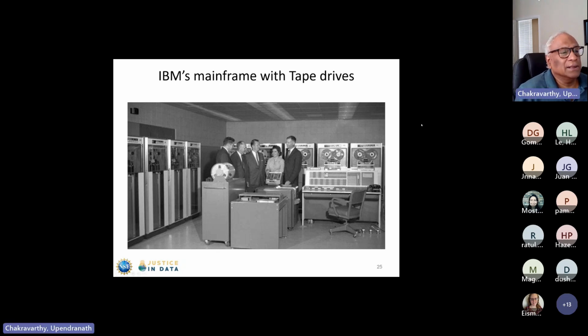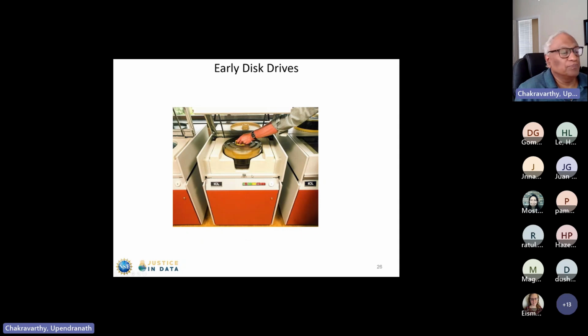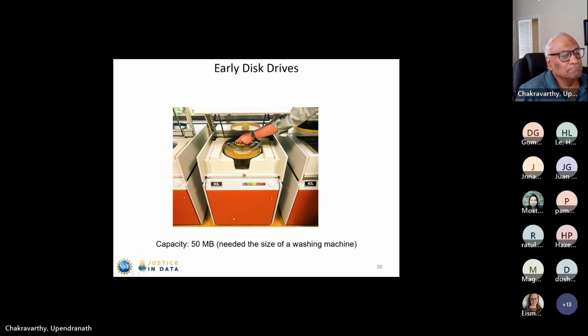And here is another example of a disk drive. And this one held 50 megabytes. This was like a dishwasher. So this is where we have come in the last 50, 60 years.